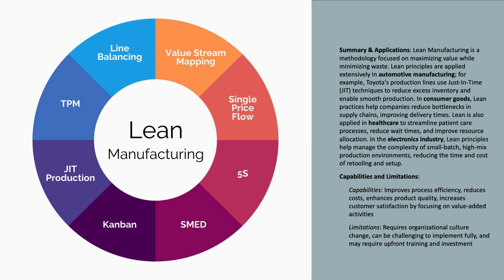In consumer goods, lean practices help companies reduce bottlenecks in supply chains, improving delivery times. Lean is also applied in healthcare to streamline patient care processes, which reduces wait times and improves resource allocation. In the electronics industry, lean practices help manage the complexity of small batch, high mix production environments, reducing the time and cost of retooling and setup.